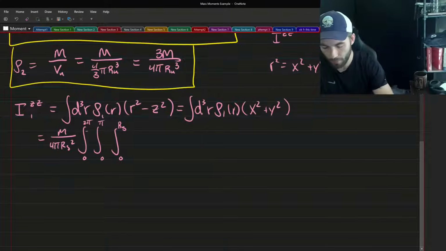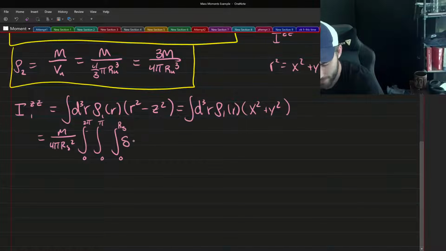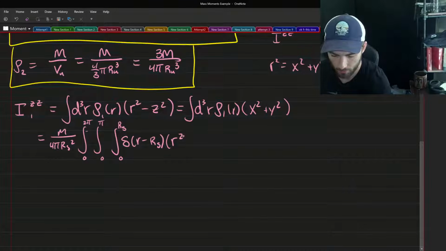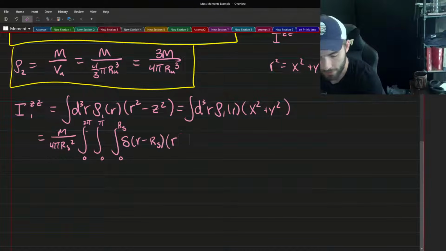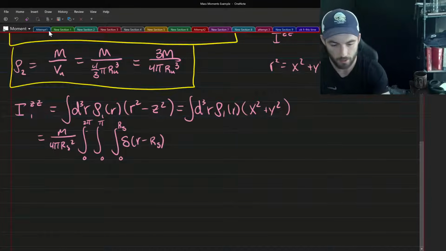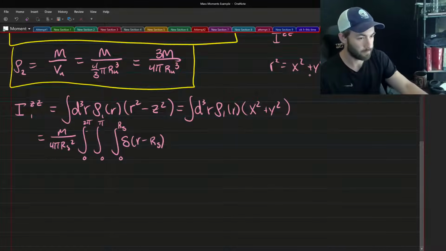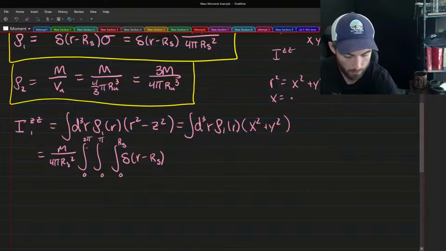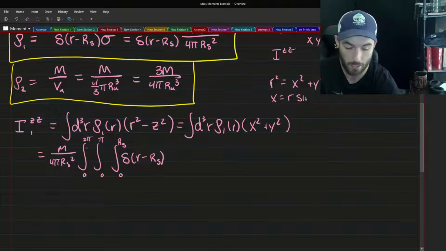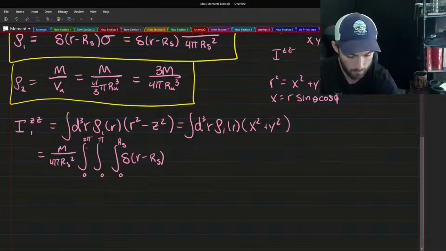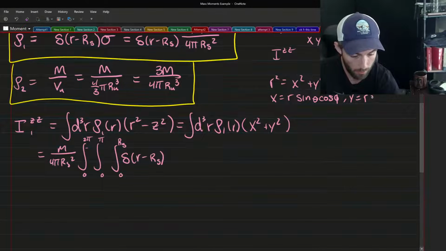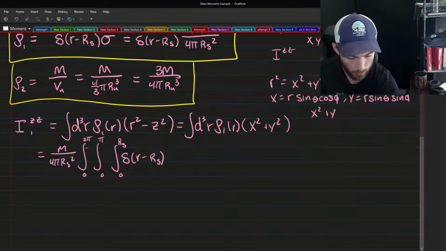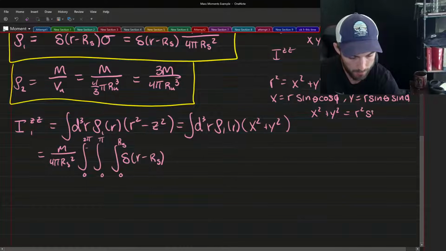Okay, so the remaining piece was that delta of r minus rs. Then we have r squared, or x squared plus y squared. Before we do that, what is that? So we know that x is equal to r sine theta cosine phi, and y is equal to r sine theta sine phi. So x squared plus y squared is just r squared sine squared theta.